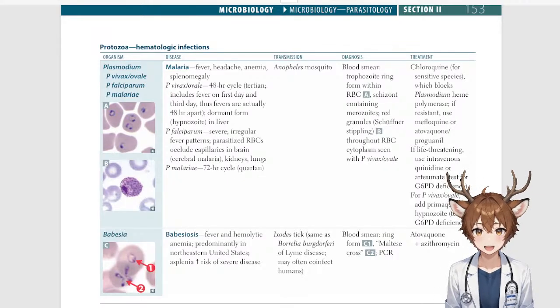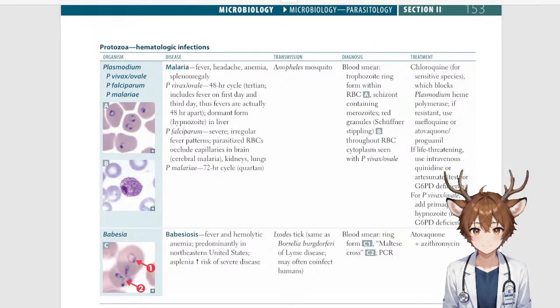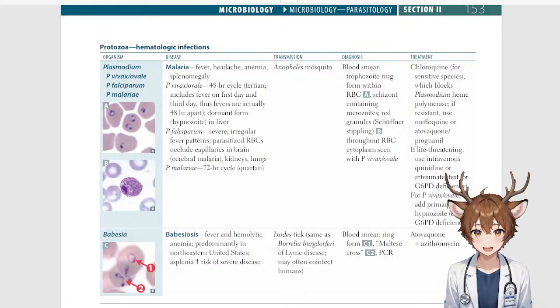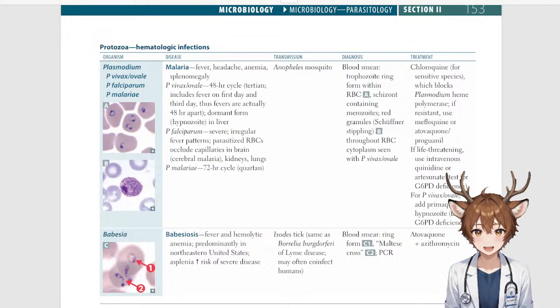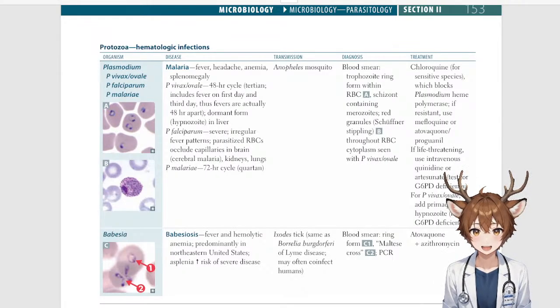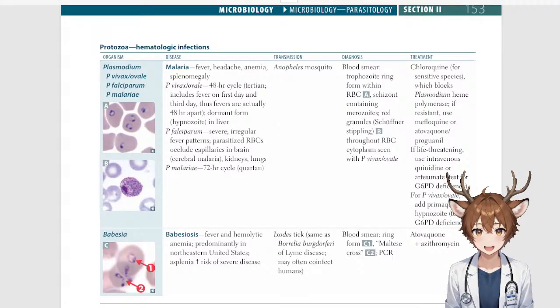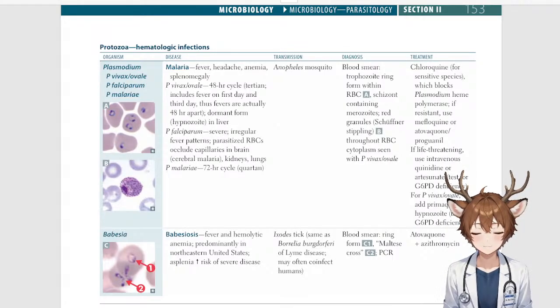What about falciparum? Plasmodium falciparum. Disease would be severe, irregular fever pattern. Parasitized RBCs may include capillaries in the brain, cerebral malaria, kidneys, and lungs. Pretty bad stuff. How do you diagnose? Trophozoite ring, headphone shaped within the RBC. And you can see that in the picture, I think. Within the RBC, crescent-shaped gametocytes. Not fun.